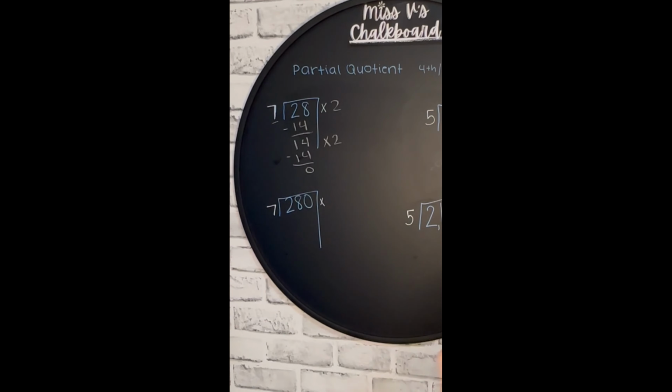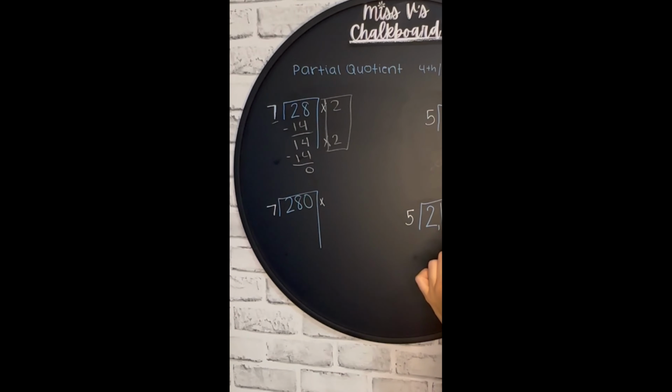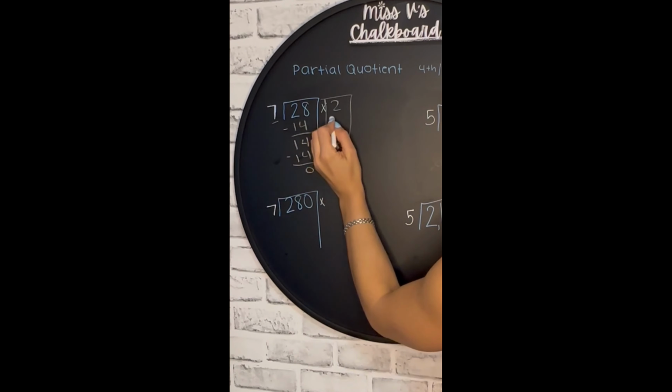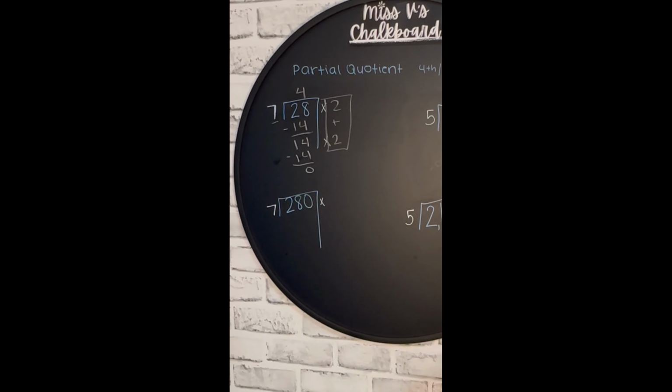My answer, or my quotient, is going to be the sum of these numbers. So 2 plus 2 is 4. My quotient is 4. Okay, with the same type of problem, it's just into the next place value. Let's look at the next one.